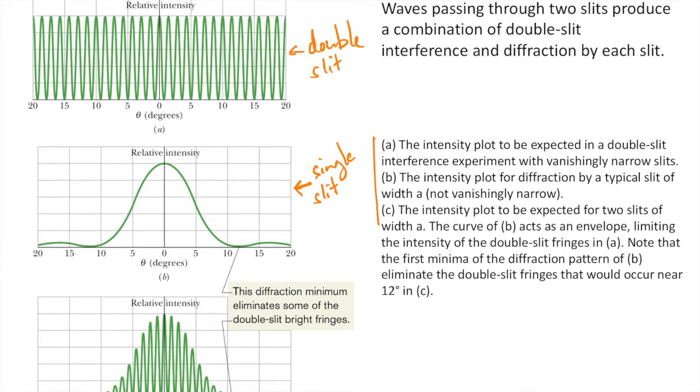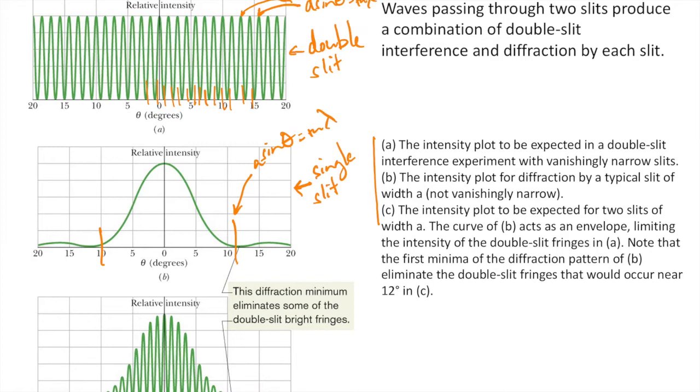Right, with double slit, we have lots of up and down and up and down. With single slit, we have a broad central maximum, and then we have minima. With double slit, we had d sine theta equals m lambda, and that's for the peaks, the maxima. And for a single slit, we have a sine theta equals m lambda, and that's for the dark spots, the minima.